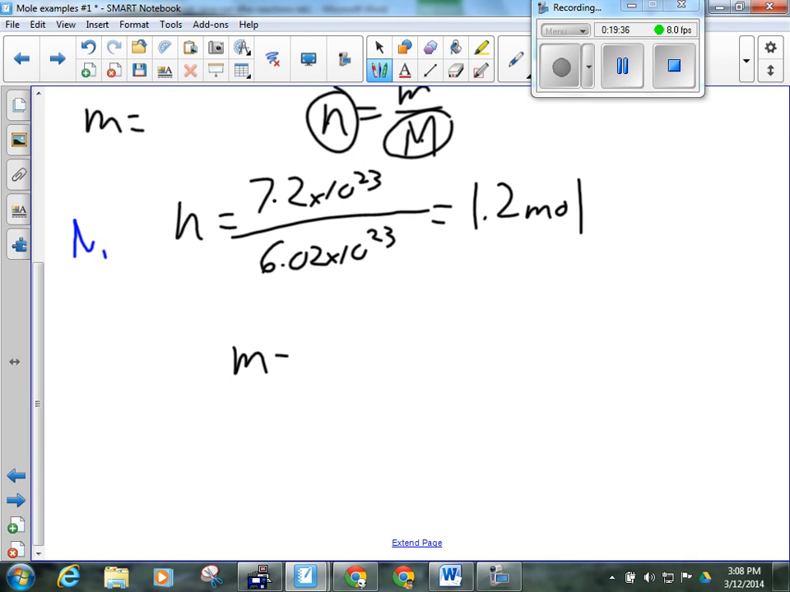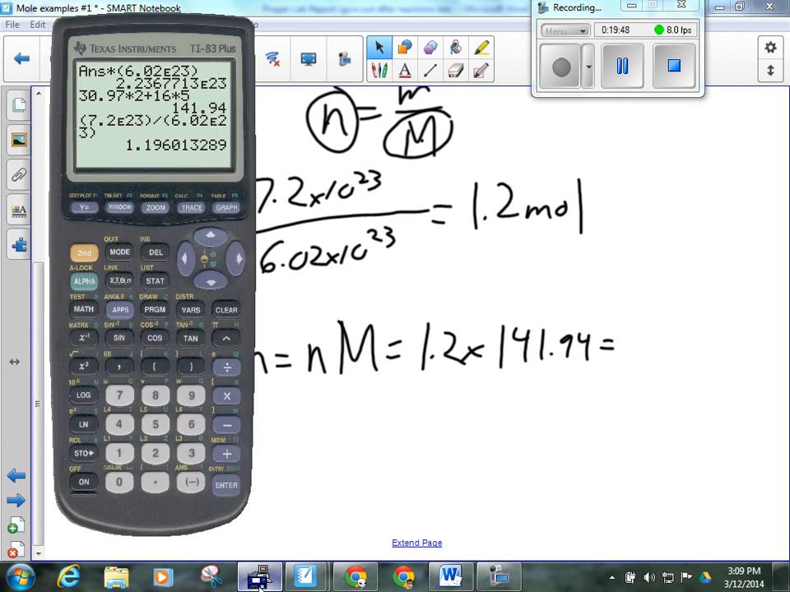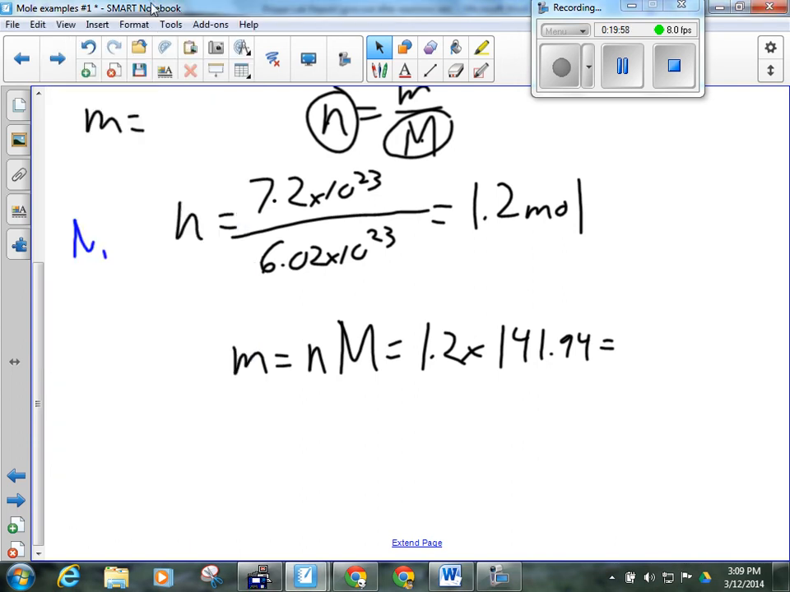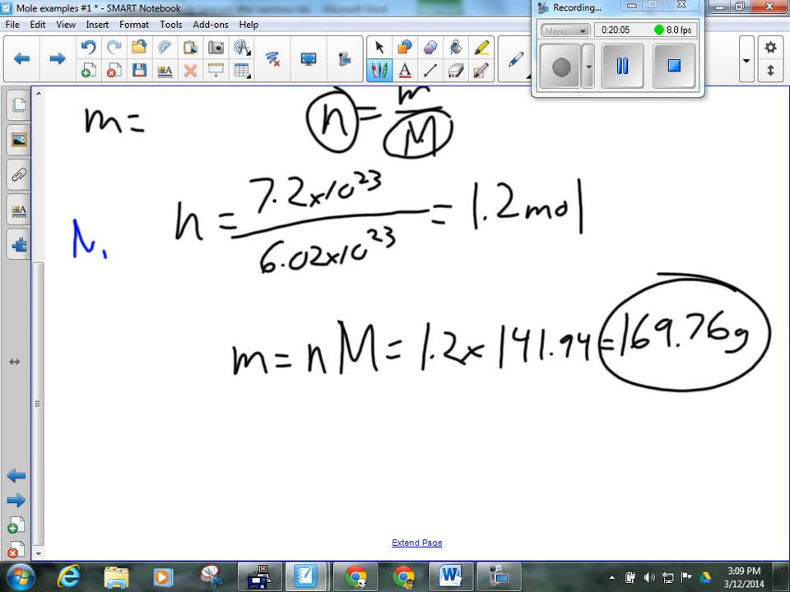All right, so little m is n times big M. 1.2 times 141.94. All right, so the mass of that stuff is 169.76 grams. Okay, that's the only 4 ways I can ask you a mole equation question.